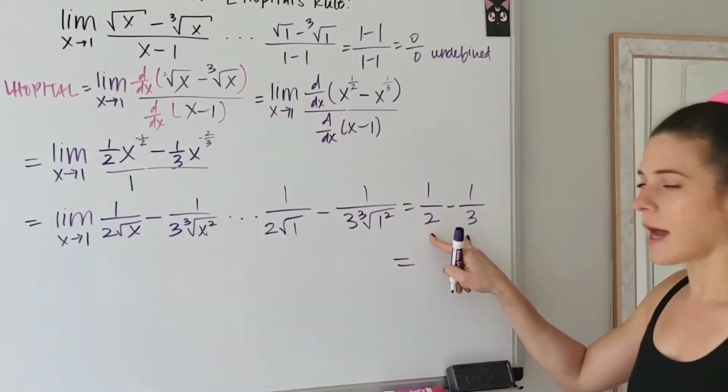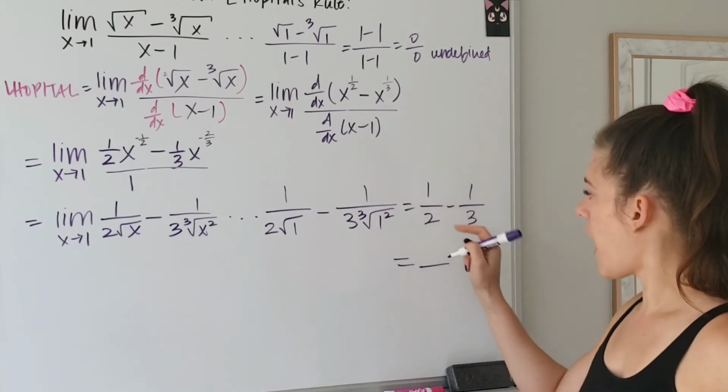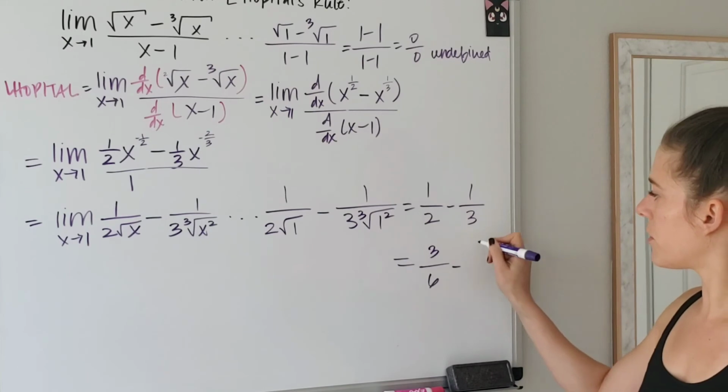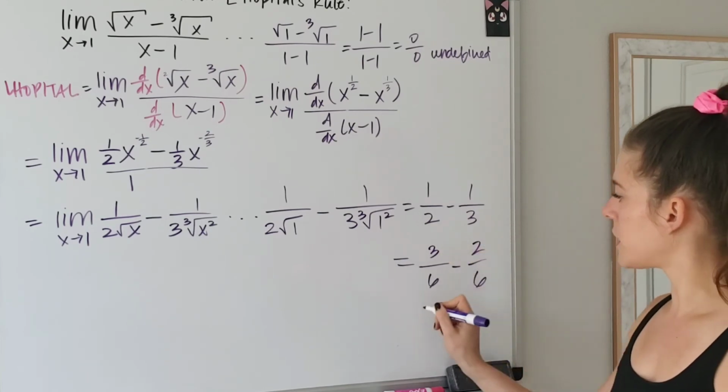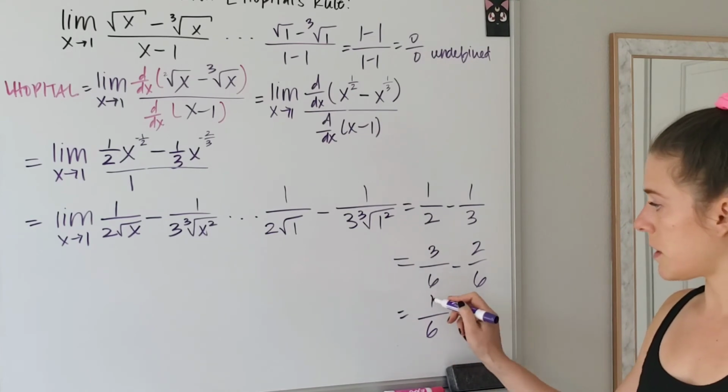We want the least common denominator of 2 and 3, which is 6. So 1/2 is really 3/6, and 1/3 is 2/6. 3 minus 2 is 1 over that common denominator of 6. So this is our answer.